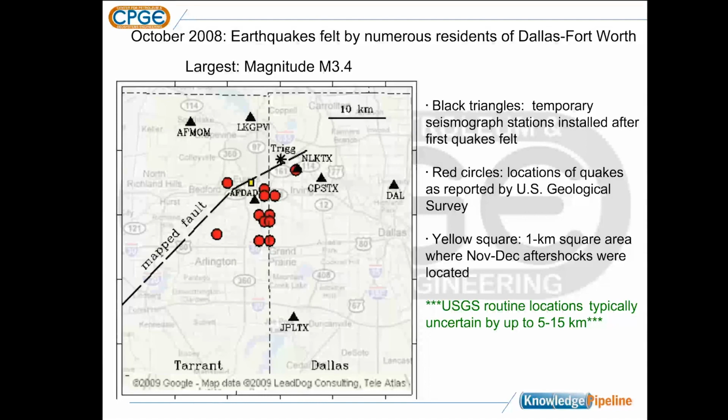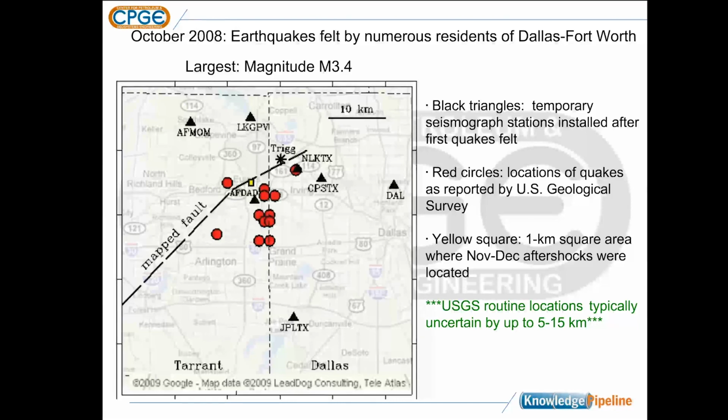The black triangles on this map are temporary seismograph stations that some colleagues of mine at Southern Methodist University installed after the first quakes were felt. Using these temporary stations, we located aftershocks, and all the aftershocks we located are in this 1 kilometer yellow square. Now, almost certainly the red earthquakes reported by the USGS also occurred within this square.